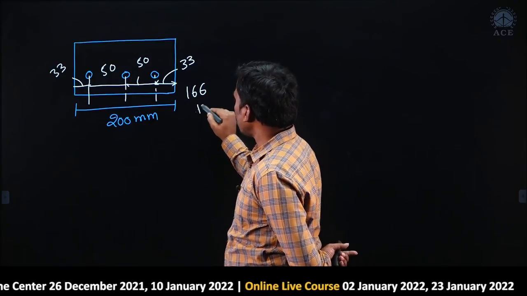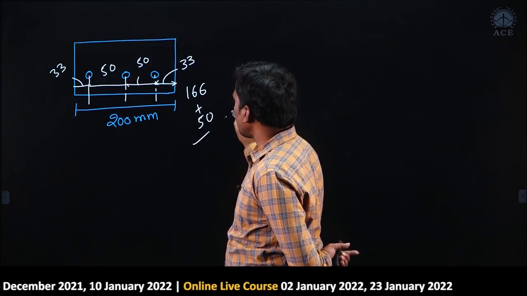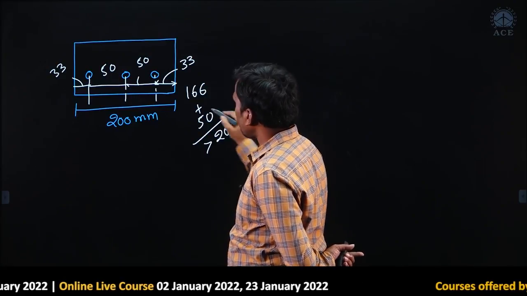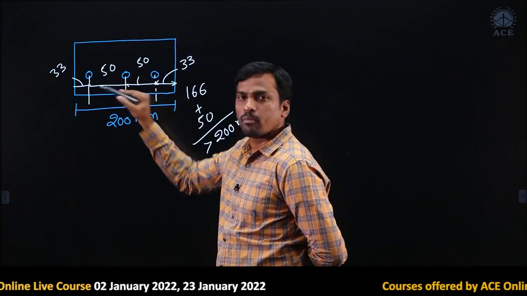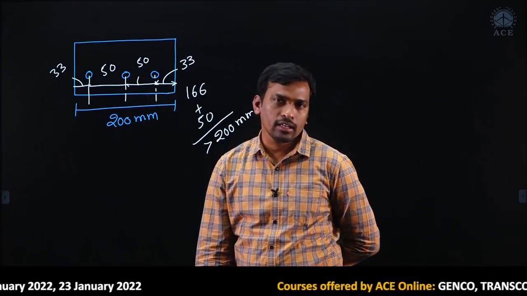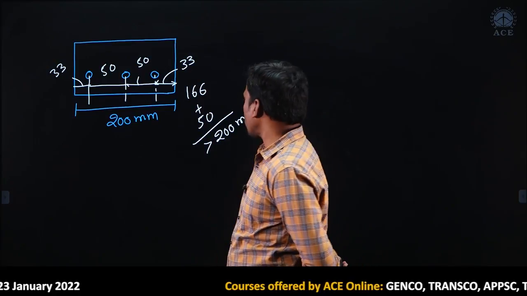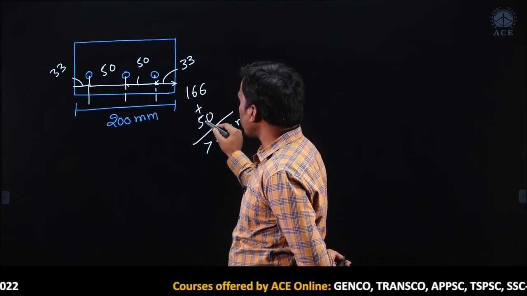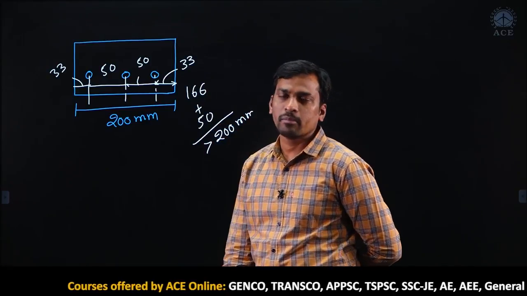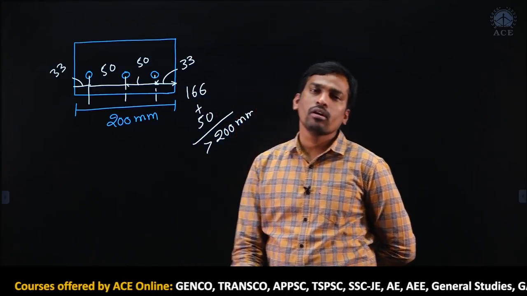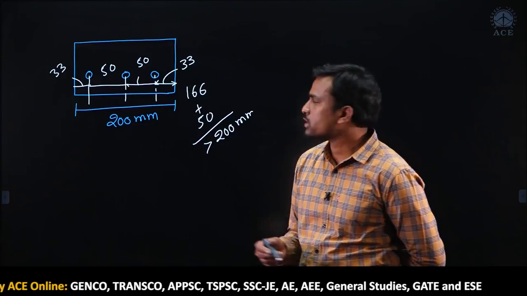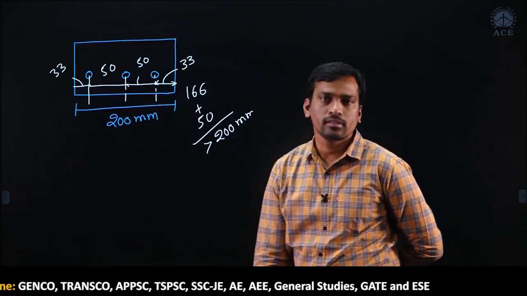It means we will add pitch length. If I add pitch length, is this more than 200 or not? If I consider one more bolt, nothing but 4 bolts, I am trying to accommodate 4 bolts along the length of the plate. So if I consider 4 bolts plus 1 pitch that we have to add, then it is more than 200 mm. It means we can't accommodate 4 bolts along the length of the plate. We can accommodate a maximum of only 3.